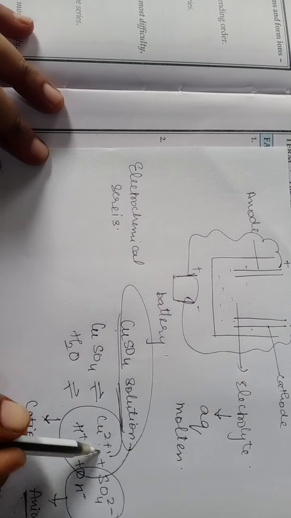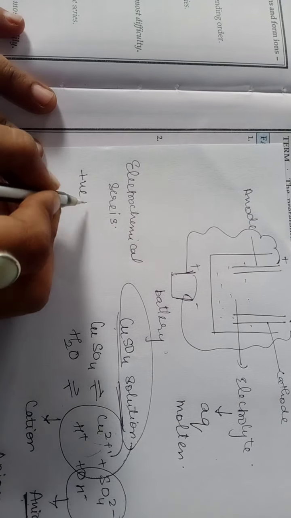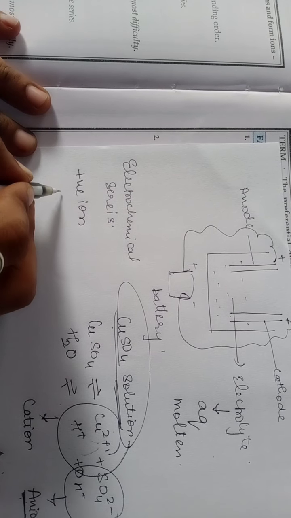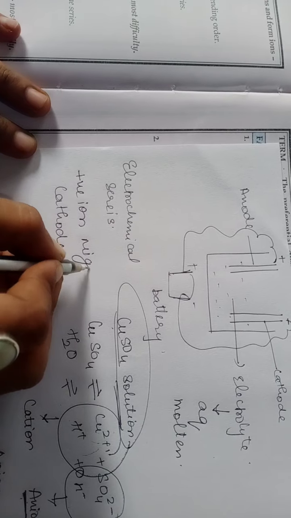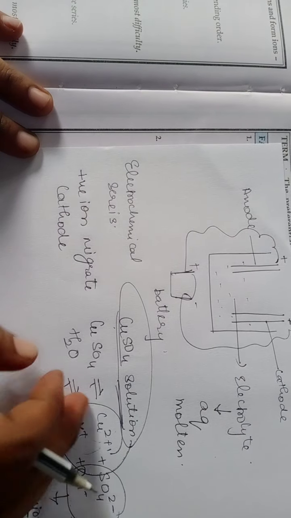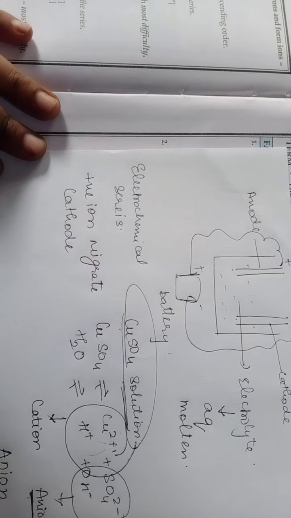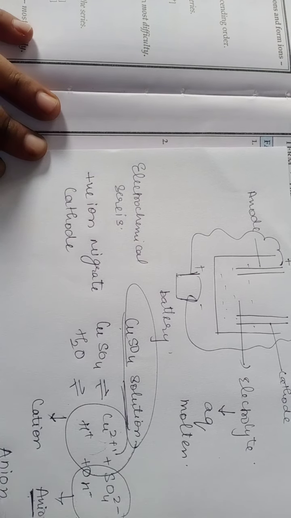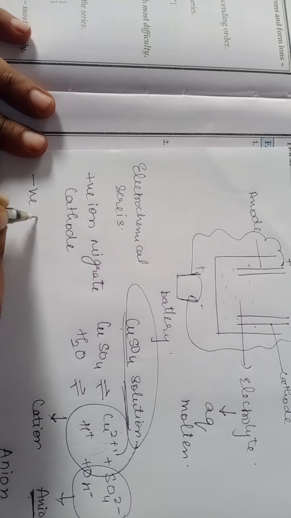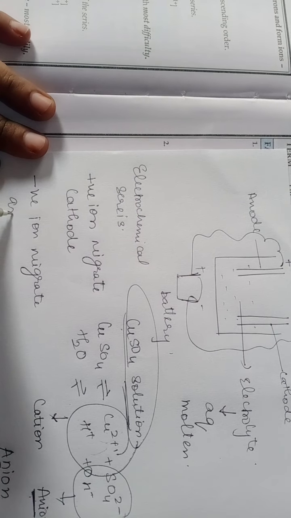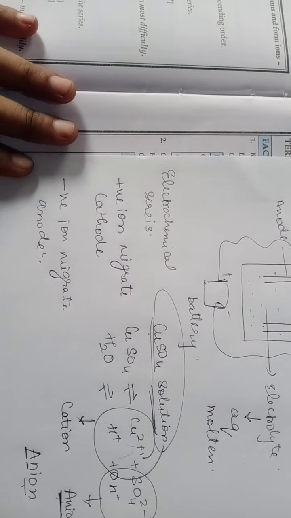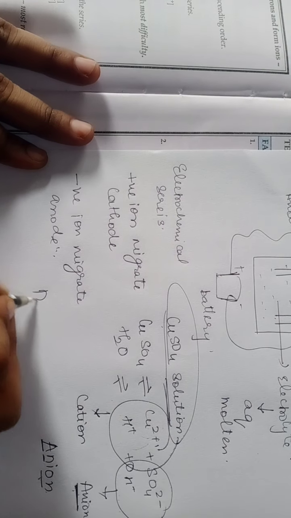Now there are two positive and two negative ions. Both the positive ions will migrate to the cathode. Migration will be to the cathode. Migrate means they will all go there and collect. Are you getting? And negatively charged ions, they will migrate to the anode. Are you getting? But which one will discharge there?